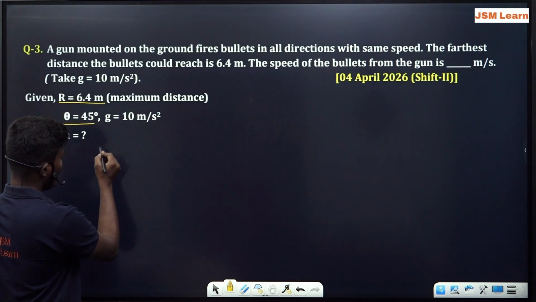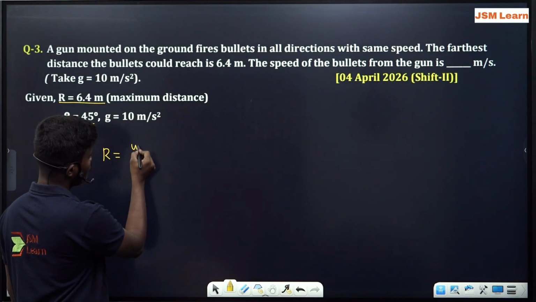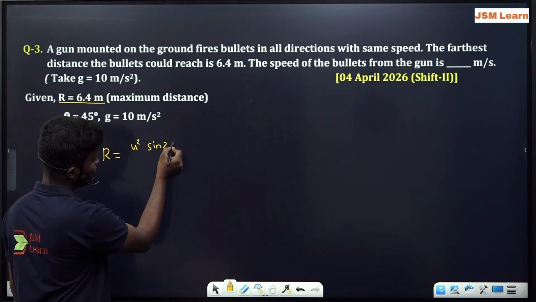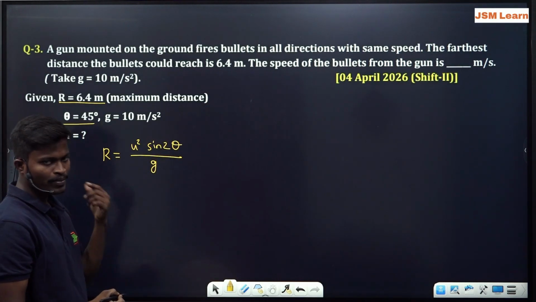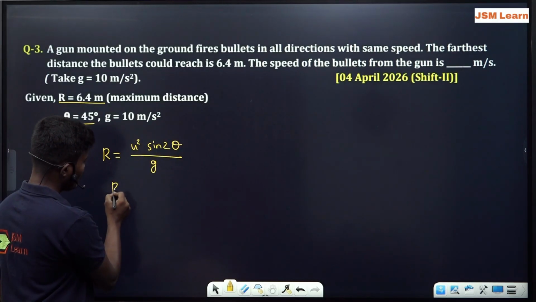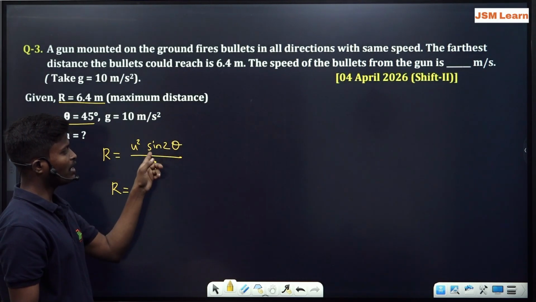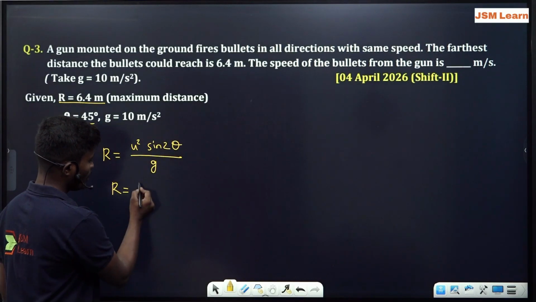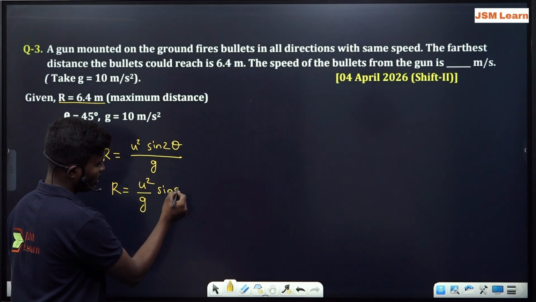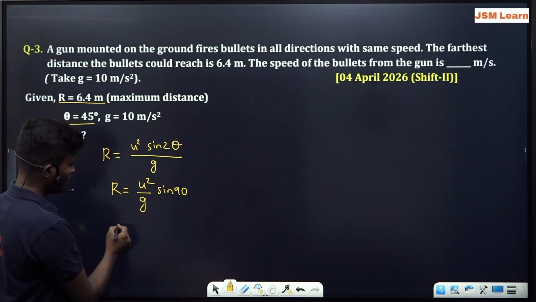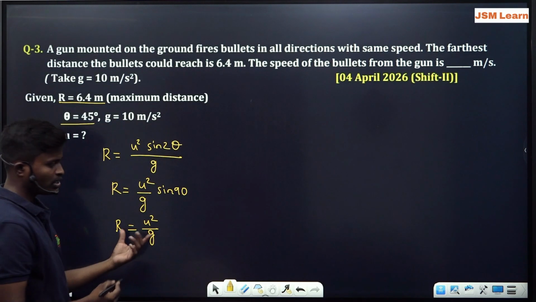So for that, I'm writing the formula of range. R is equal to, for a projectile, u square sine 2 theta by g. Here theta is equal to 45 because of maximum distance. Now R is equal to u square sine 2 into theta, 2 into 45, it will become sine 90. Sine 90 value is 1. So we can directly write R is equal to u square by g. This is the maximum range.